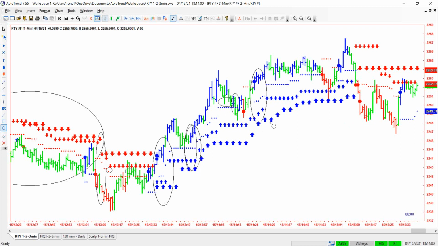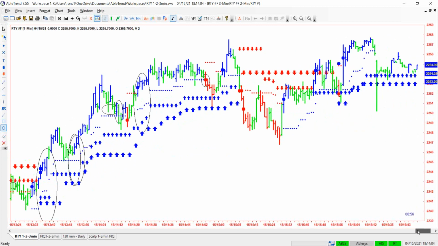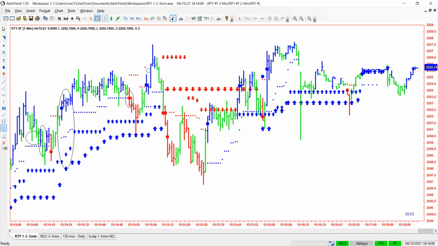Good stuff. Another trade right there. That was about a break even. And then it got a little choppy in here. That would be a losing trade there. That's the end of the day.